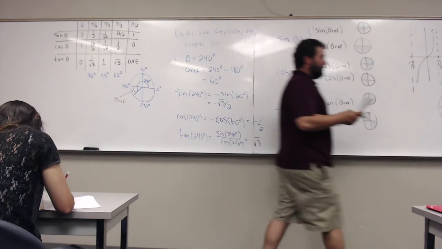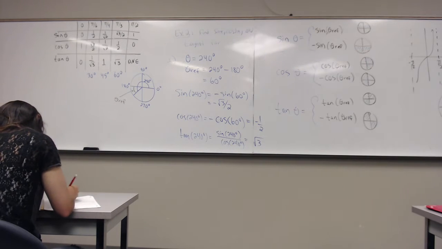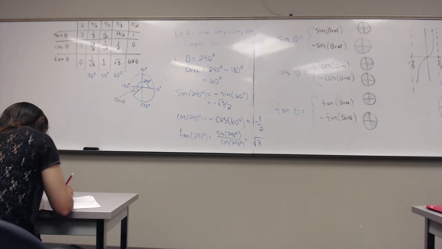So go ahead and try the 11 pi over 6. I should have maybe done something more interesting, like something that wasn't already on the unit circle, but go ahead and do that with reference angles for a couple minutes.